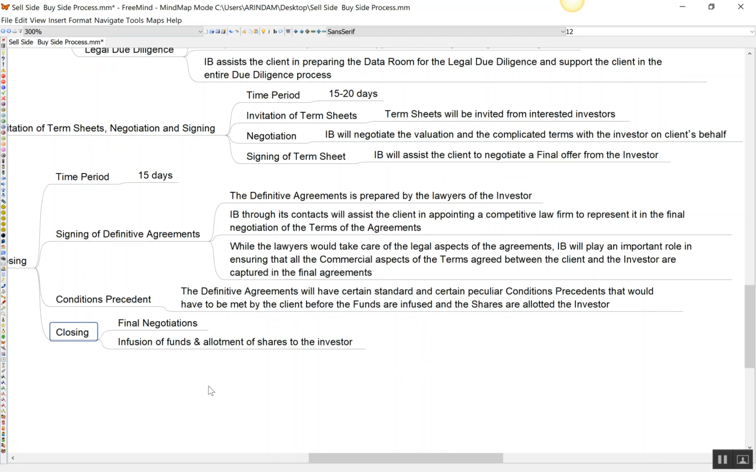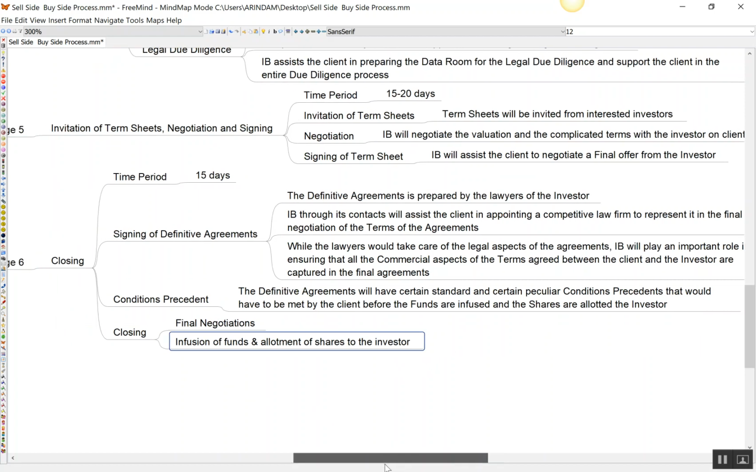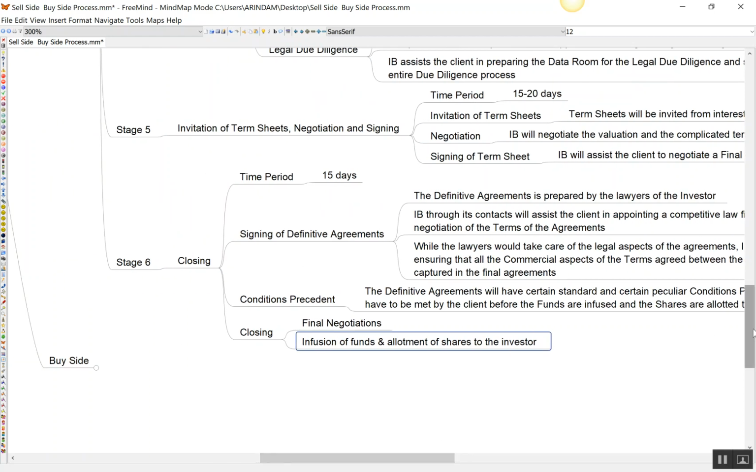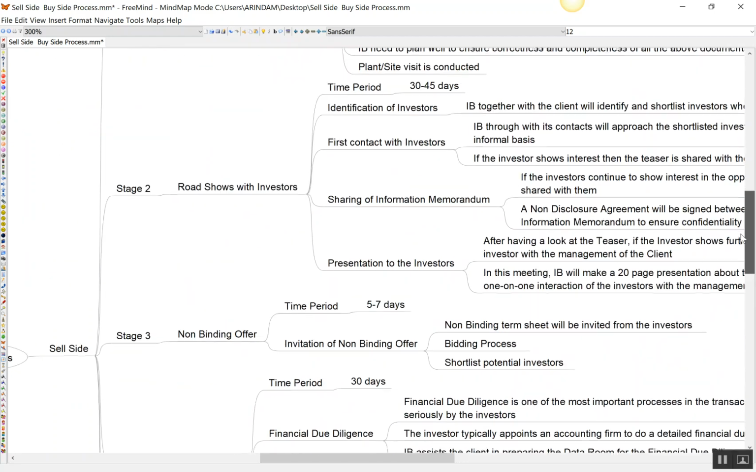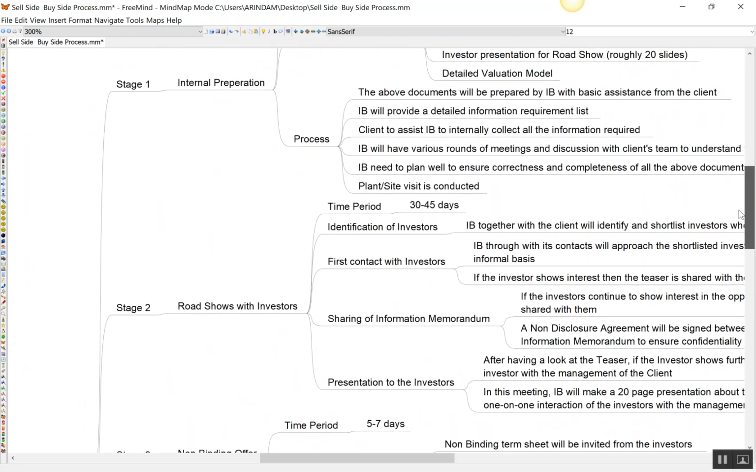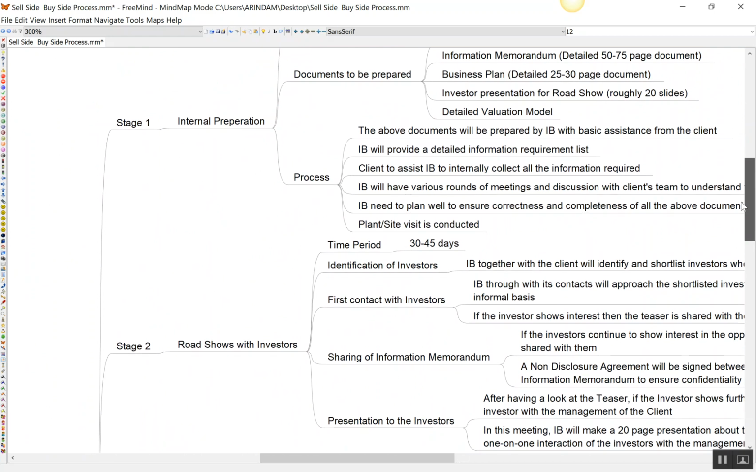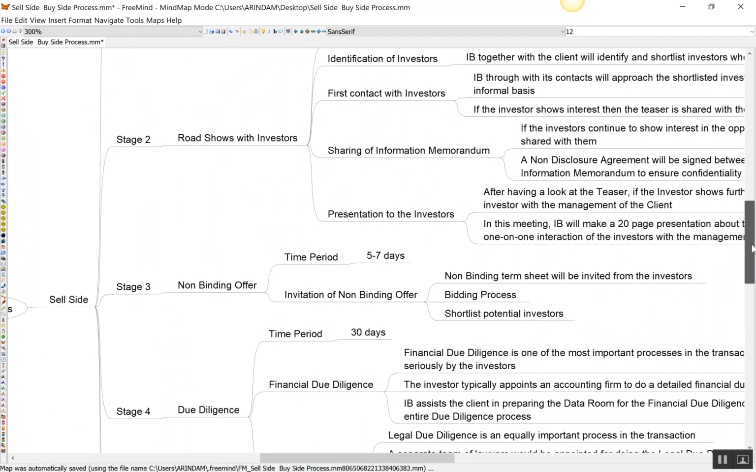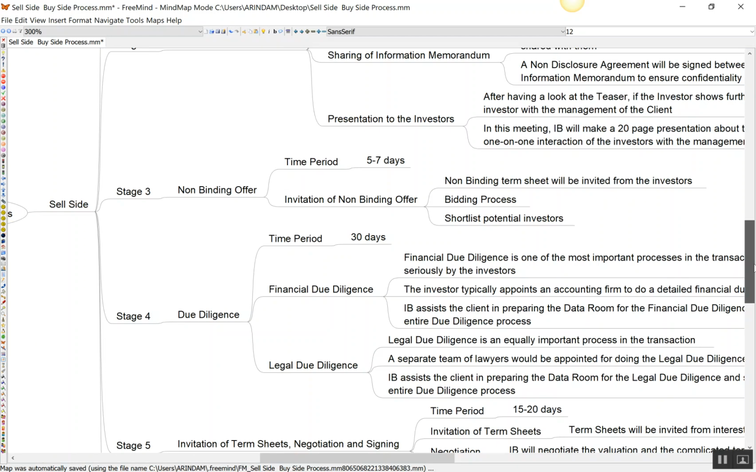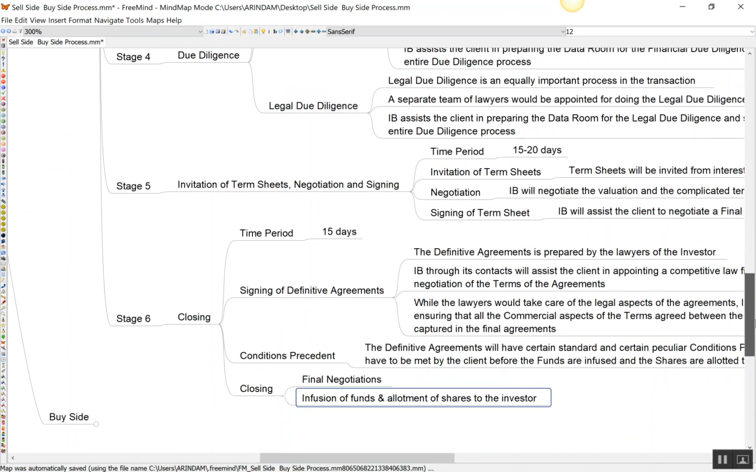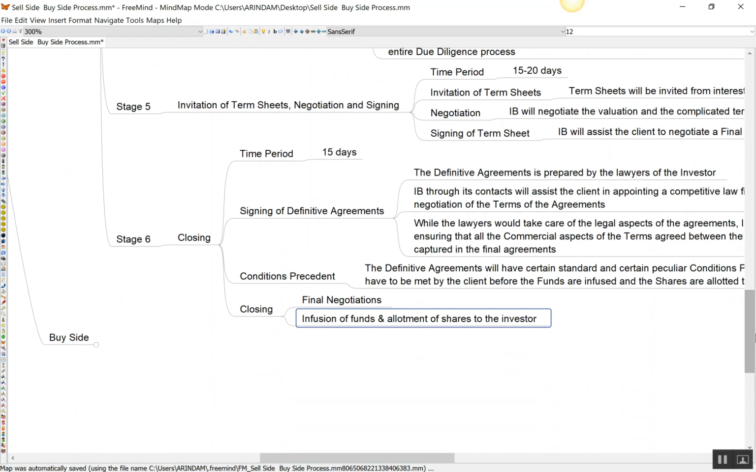And finally, the closing part, where final negotiations happen and infusion of funds and allotment of shares to the investor takes place, right? So these are the six stages of the sell side activity which take place in an investment banking arena, right? So stage 1 is internal preparation, stage 2 is roadshows with investors, stage 3 is non-binding offer, stage 4 is due diligence, stage 5 is invitation of term sheets, negotiation and signing, and stage 6 is closing, right?